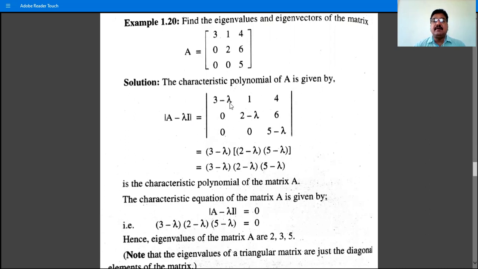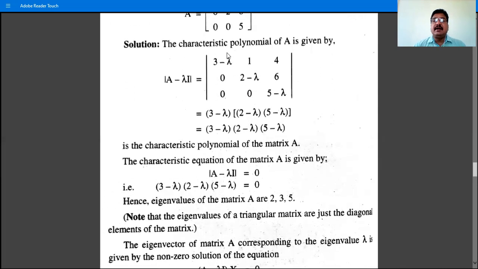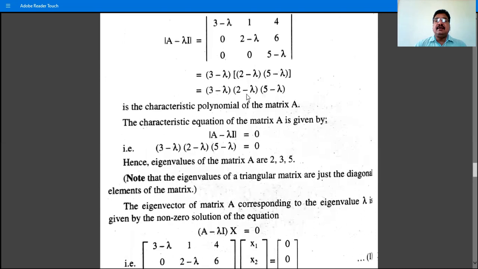We have this matrix A minus lambda I, and then its determinant: 3 minus lambda, this into this minus this into this is 0, since 6 into 0 is 0. Then the next is minus 1 in bracket, this into this means 0 minus 0, 6 into 0 is 0. And the next term is 4 in bracket, 0 into 0 is 0, and 2 minus lambda into 0 is 0. So the remaining terms are 0. And then this is 3 minus lambda, 2 minus lambda, 5 minus lambda.